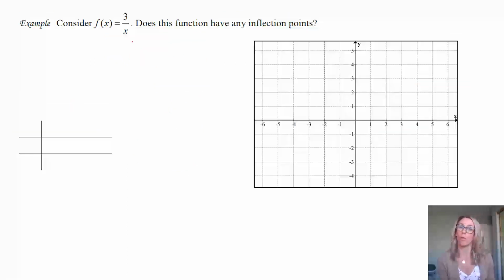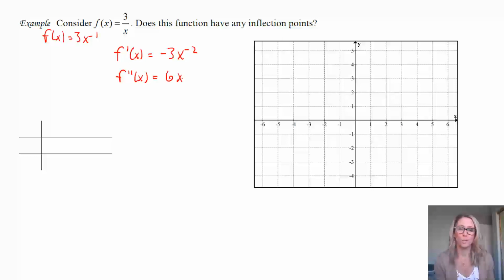All right, let's see about this one. So does this function have any inflection points? If you want, pause, take a moment, and find the first and second derivatives. I'm going to rewrite it. That helps me with my first and second derivatives. Okay.